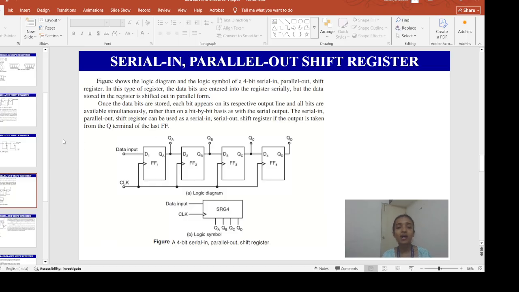Once the data bits are stored, each bit appears on its respective output QA, QB, QC and QD, and all bits are available simultaneously. All these QA, QB, QC, QD are available simultaneously since you have provided the positive edge of the clock pulse to all the flip-flops simultaneously, right?